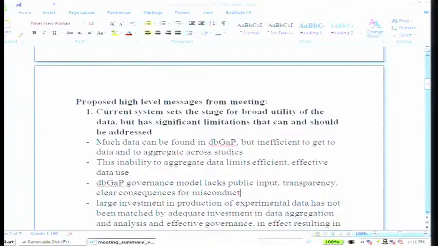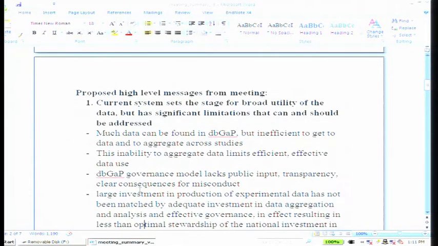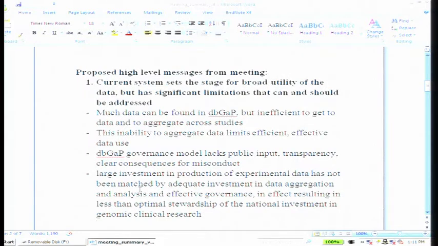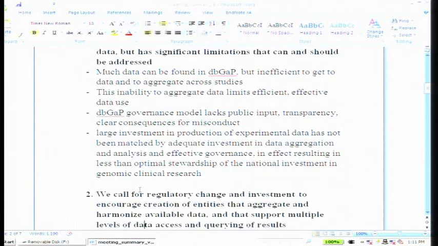So much data can be found in dbGaP, but it's inefficient to get the data to aggregate across studies. This inability to aggregate data limits efficient and effective use. The dbGaP governance model lacks public input, transparency, and clear consequences for misconduct. A large investment has been made in the production of experimental data that has not been matched by adequate investment in data aggregation and analysis and effective governance, in effect resulting in less than optimal stewardship of the national investment in genomic clinical research. So that is our statement of the problem.